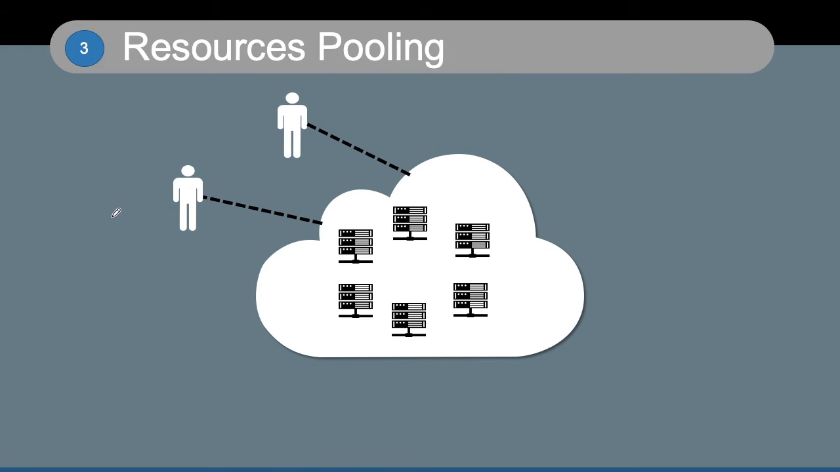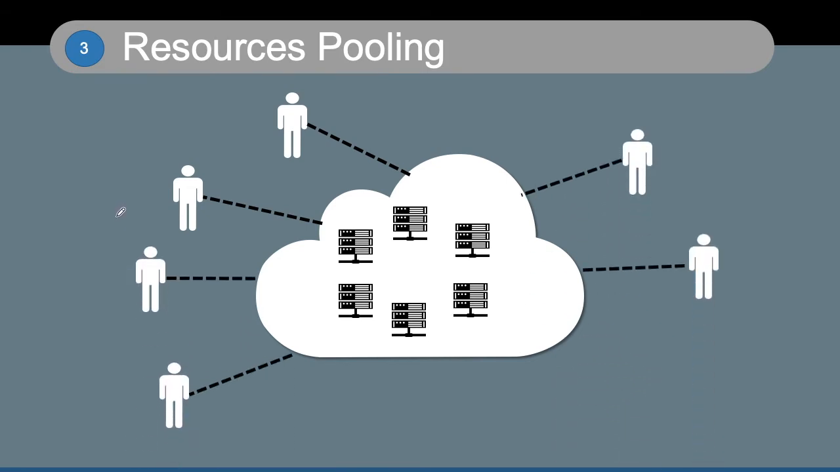Resource pooling also allows me to have multi-tenancy. That means any number of users are accessing the same pool of resources. Out of these resources, some can be shared and some can be dedicated to one particular customer. Just to give you an example, this particular server can be allocated to only this particular user, but these two users can be sharing the same hardware. So we have the possibility of a dedicated host as well as shared tenancy.